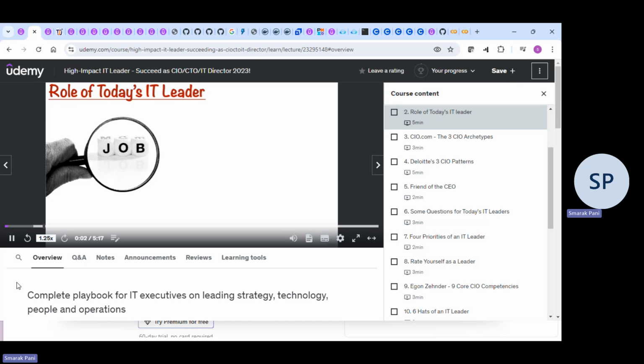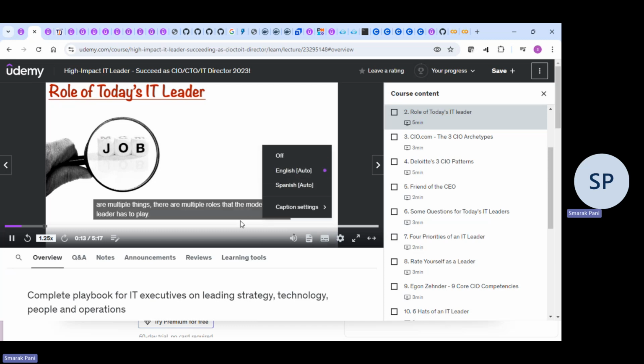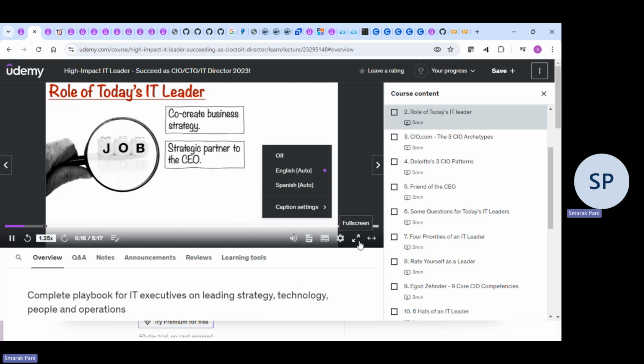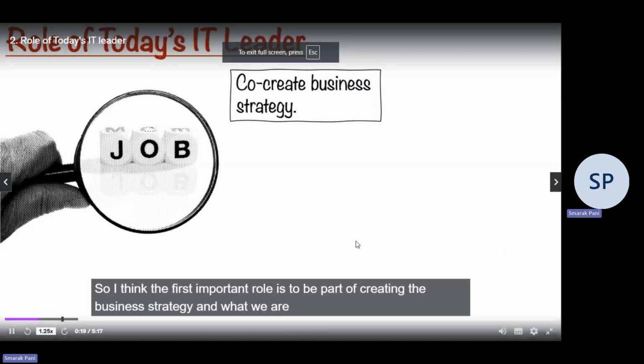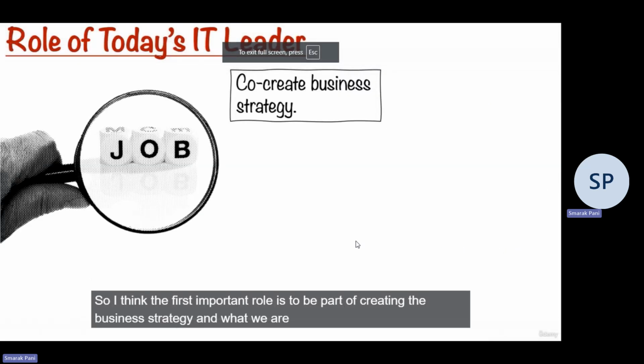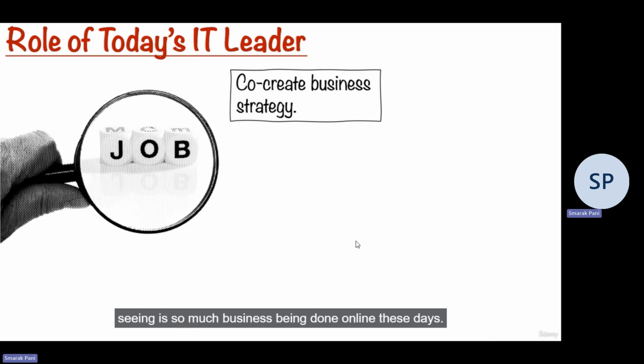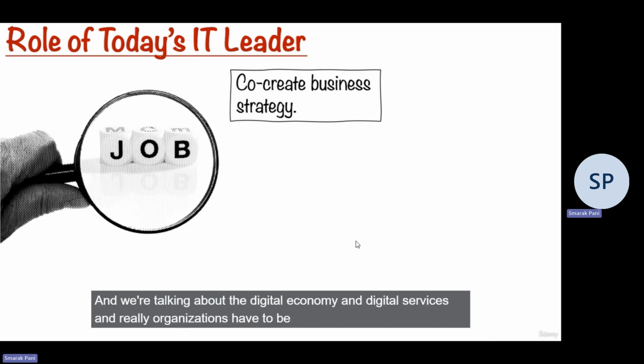So let's start by talking about the role of an IT leader in today's environment. And I think there are multiple roles that the modern IT leader has to play. So I think the first important role is to be part of creating the business strategy. And what we are seeing is so much business is being done online these days, and we're talking about the digital economy and digital services, and being able to co-create the business strategy with technology as an integral part.